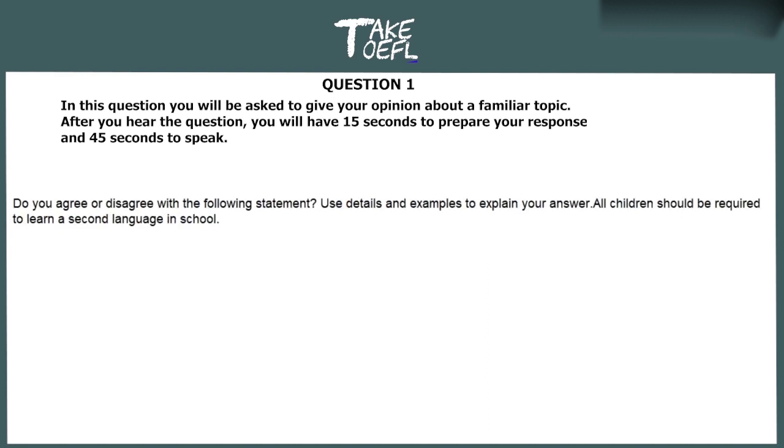Do you agree or disagree with the following statement? Use details and examples to explain your answer. All children should be required to learn a second language in school. Please prepare your answer after the beep.